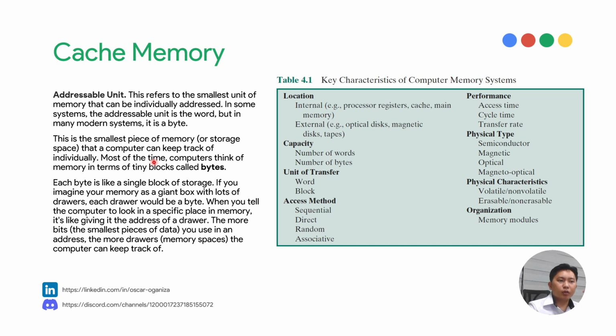So most of the time, computers think of memory in terms of tiny blocks called bytes. Each byte is like a single block of storage. If you imagine your memory as a giant box with lots of drawers, each drawer would be a byte. When you tell the computer to look in a specific place in memory, it's like giving it the address of a drawer. The more bits in an address, the more drawers the computer can keep track of.